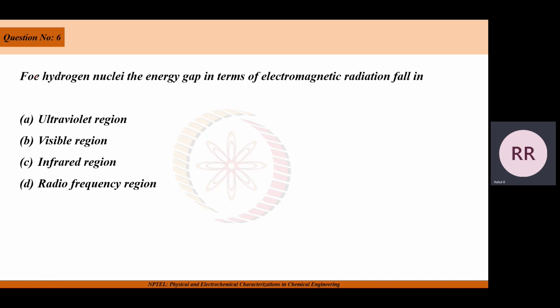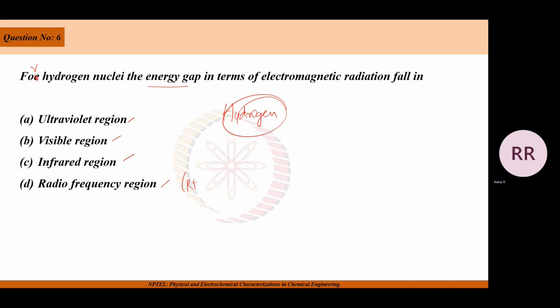So there's actually a spelling mistake over here. It's actually 4. For hydrogen nuclei, the energy gap in terms of electromagnetic radiation falls in which region? In NMR we basically deal with hydrogen and carbon. So for hydrogen nuclei, the energy gap in terms of electromagnetic radiation falls in what region of the electromagnetic spectrum? Is it ultraviolet? Is it visible? Is it infrared? Or is it radio frequency region, which is basically the RF region?